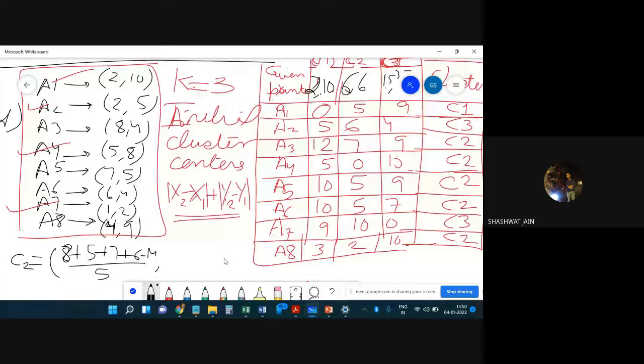Sir, there is an observation which I made earlier. In the first iteration, we were having only one point in cluster one, but in the second iteration, we are having 2 points in cluster one. So is there anything related to where we have to stop? No, it is not related to that.